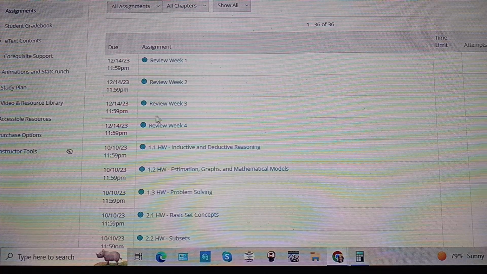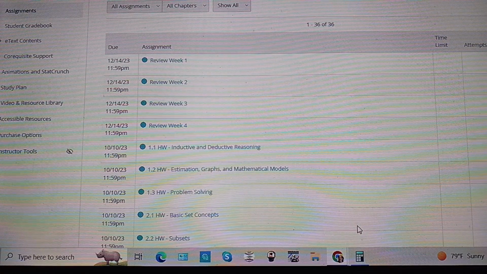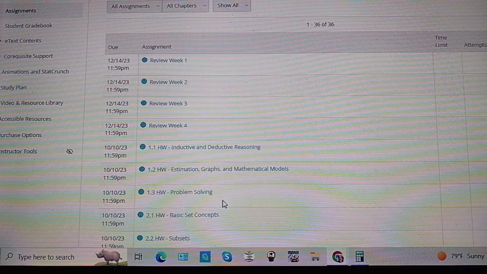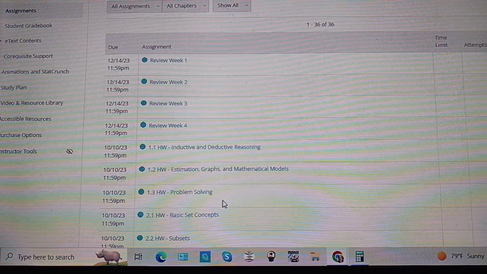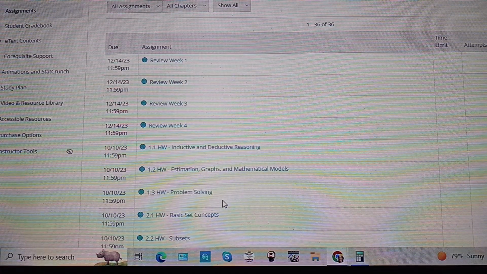The exams will pop in here. You don't see them yet. They don't appear until their 2-day window starts where you can take them. So on October 10th, that's when these first homeworks are due. So that means the test will be open October 9th and October 10th. You get a 2-day window to take each test, but there's only one attempt per test, so don't do it until you feel like you're ready for it.